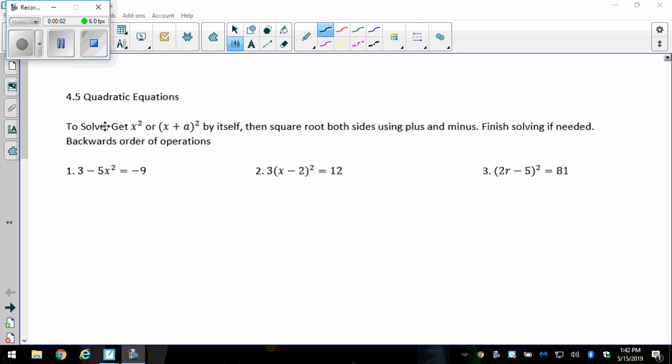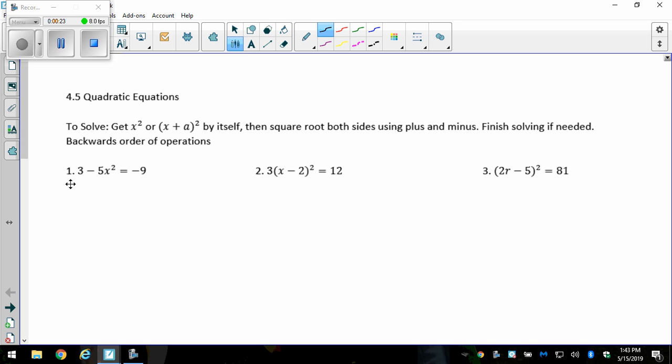In today's lesson, we're going to be solving quadratics, but this time we're going to have multiple steps besides just square rooting. So your idea is that you want to get x squared or whatever is being squared all by itself. And you do this by doing the backwards order of operations, meaning that you're going to add or subtract first, multiply or divide second, and so on.